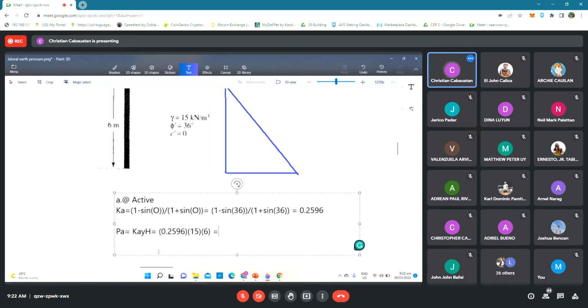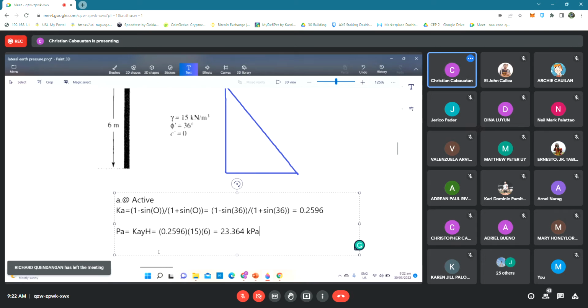Okay, therefore it is equal to, what is the equivalent value? 23.364. Correct? It is in kilopascal.